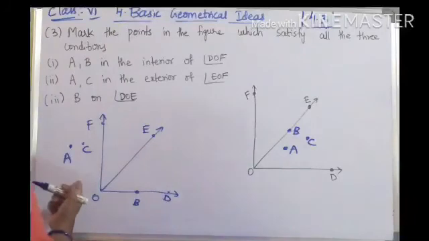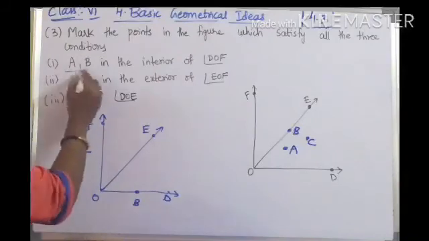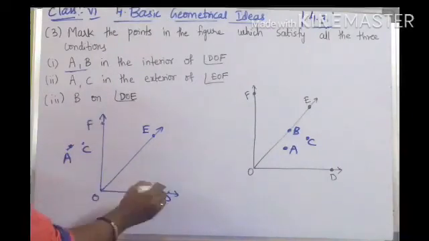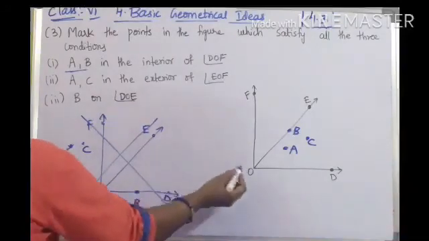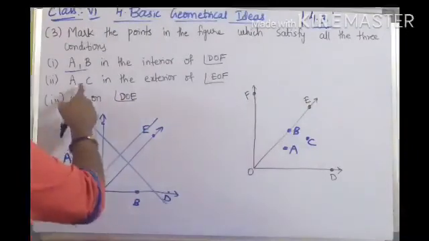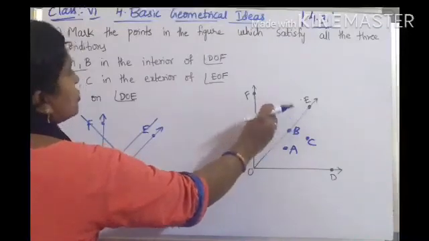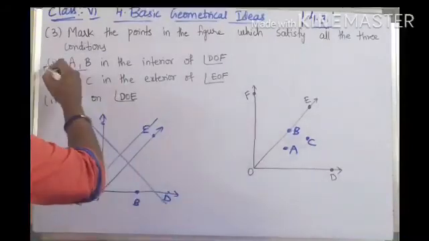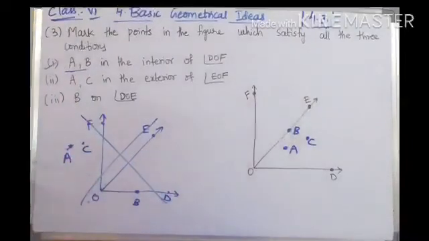Now coming to this figure, here I have marked the exterior of EOF. Is the first one satisfied in this figure? No, because A is outside of DOF. So this method is wrong. So we have to first mark B on DOE, meaning on OE we have to mark. Next, A and C in the exterior of EOF. So this angle is the exterior of EOF, so we have to mark A and C there. Now automatically the first one is satisfied: A and B in the interior of DOF.